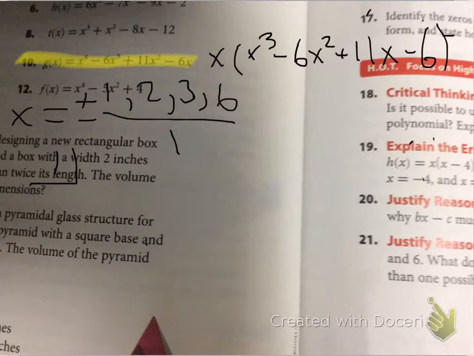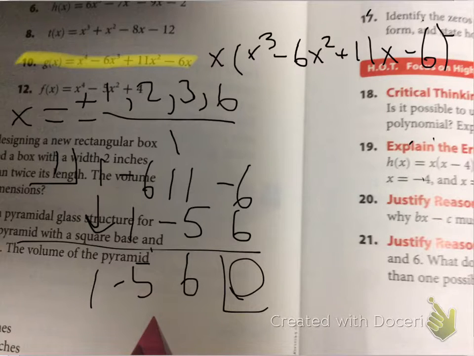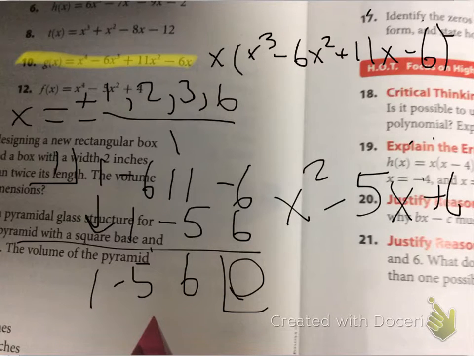So 1, then you want to write 1, negative 6, 11, and negative 6. The 1 is dragged down, and you multiply that to get 1. So negative 6 plus 1 gives negative 5, and multiplying that gives negative 5, so that makes 6, and then 6 moved over gives 0, so you have a remainder of 0. So now we are given x squared minus 5x plus 6.